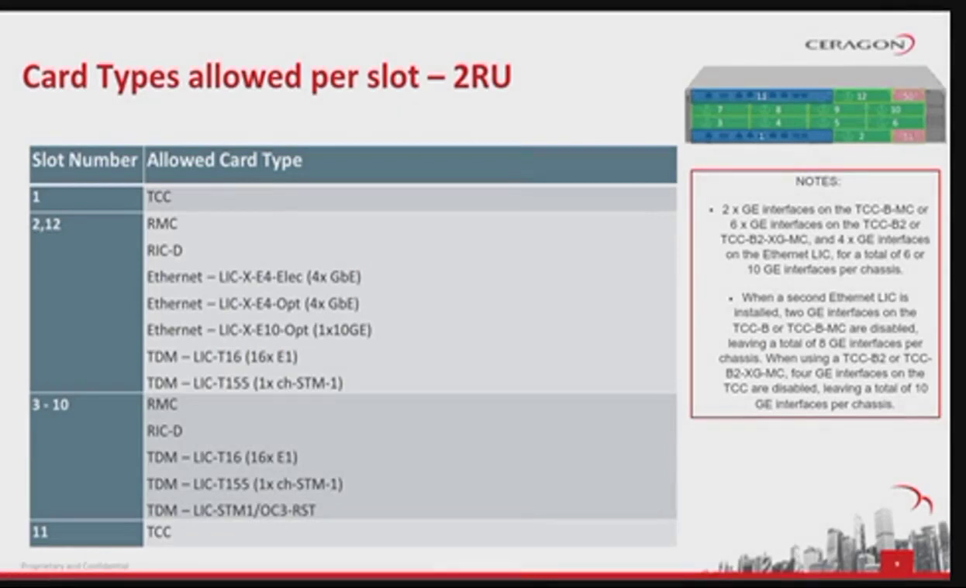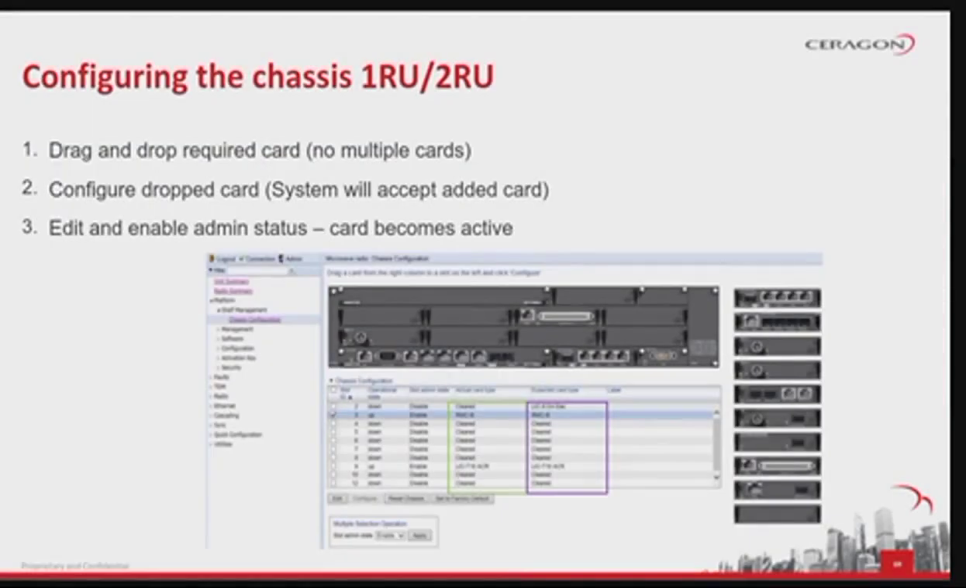The card types allowed per slot for the 2-rack unit version of IP-20N are: slots 1 and 11 can only hold the TCC cards. Slots 2 and 12 can hold all of the cards. Slots from 3 to 10 can hold all of the RMC, RIC-D and line interface cards, except for the Ethernet line interface cards. RMC, radio modem card. RIC, RFU interface card. Note the comments that apply depending on the TCC card used in the terminal. To configure the correct card in its slot, drag the card to the slot number.